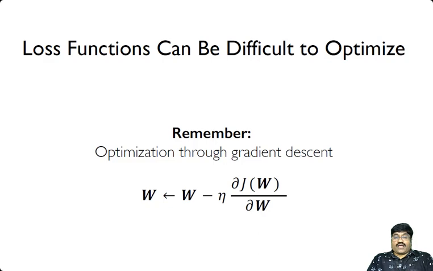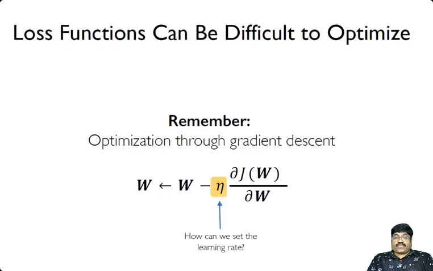Now, recall the update equation that we defined previously with gradient descent. This is that same equation. We are going to update our weights in the opposite direction of our gradient. I didn't talk too much about this parameter eta. I pointed it out before. This is the learning rate. It determines how much of a step we should take in the direction of the gradient.